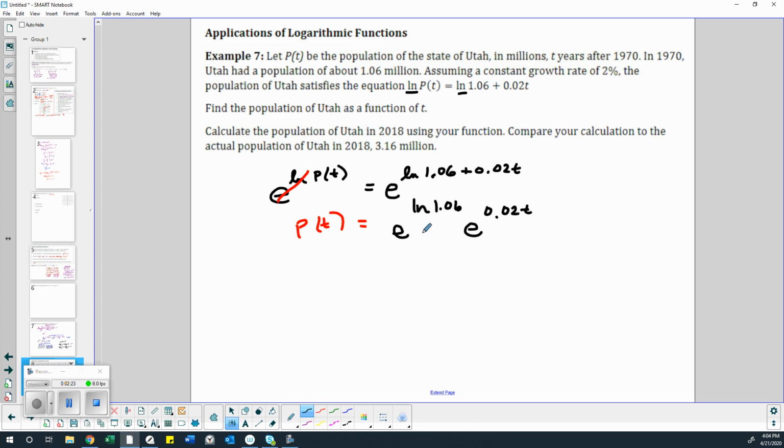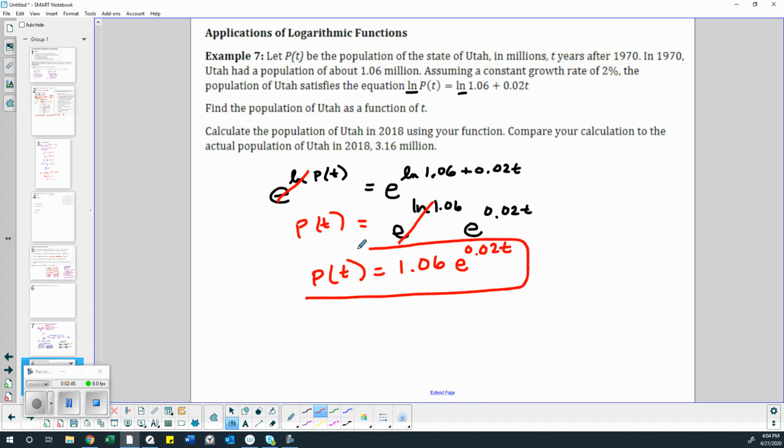Okay, so the cool thing about doing that is that we can cancel these out. So we're just left with 1.06 times e to this. So we have P of t equals 1.06 times e to the 0.02t power. We have created a function P of t, finding the population in terms of t.